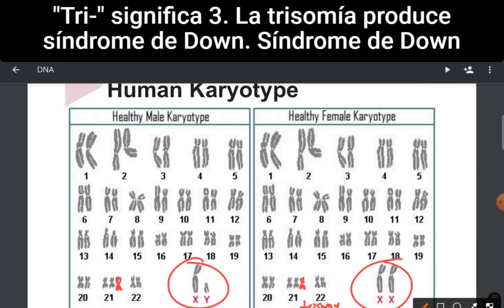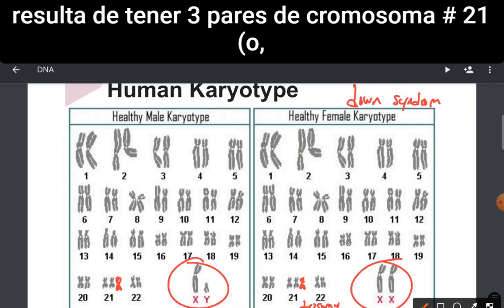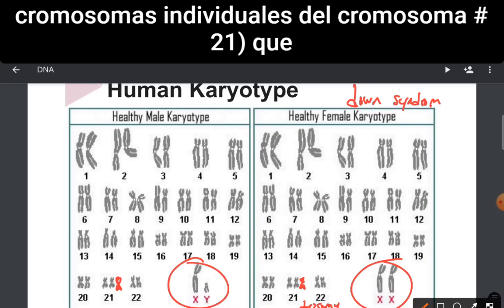Tri means 3. Trisomy results in Down syndrome. Down syndrome results from having 3 pairs of chromosome number 21, or 3 individual chromosomes of chromosome number 21.